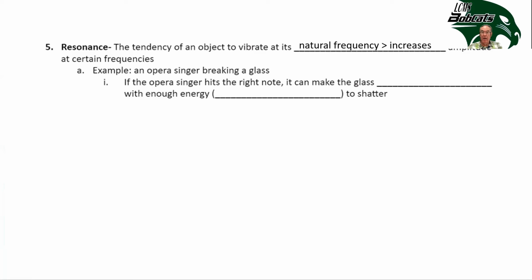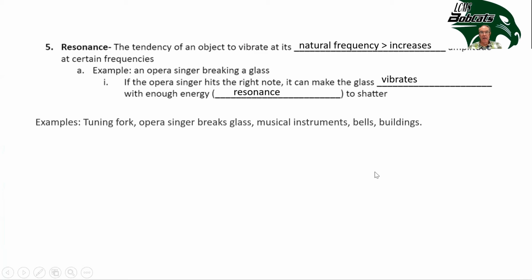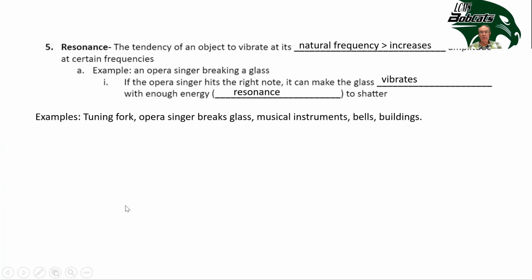The glass vibrates at its own natural frequency and it gains energy. Okay, now as the glass gains energy, it starts to ring and make a sound. Glasses, being brittle, don't vibrate very well. So if they vibrate enough, the glass shatters. Okay, so tuning forks, an opera singer breaking a glass, musical instruments, bells, and buildings are all examples of resonance.